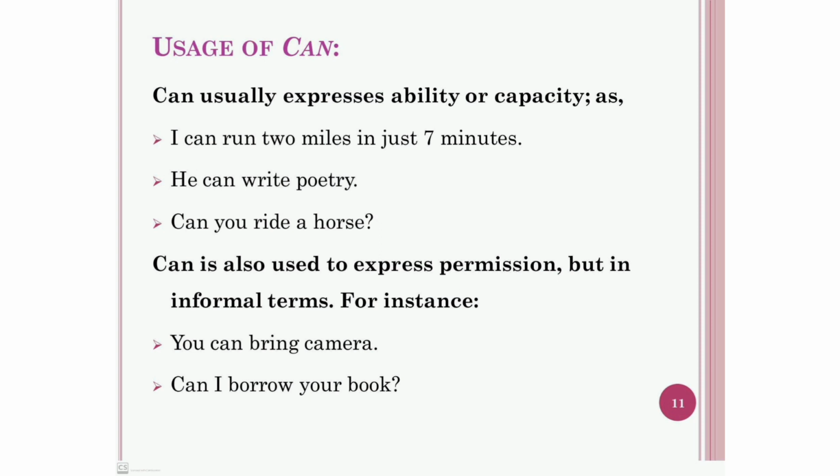Usage of can. Can is used to express ability or capacity. For instance, I can run 2 miles in just 7 minutes. It's telling us about ability. He can write poetry. Can you ride a horse? These all are examples of can.